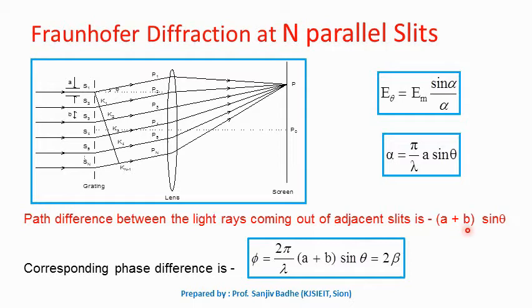The path difference between the light rays coming out of adjacent slits was also found in the last slide, that was a plus b sin theta, and the corresponding phase difference can be obtained by multiplying this path difference by 2 pi by lambda. So the corresponding phase difference will be 2 pi by lambda (a plus b) sin theta, and let us call this 2 beta. So beta will be equal to pi by lambda (a plus b) sin theta.